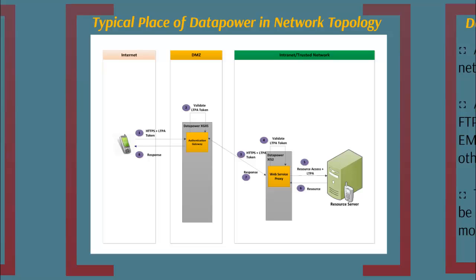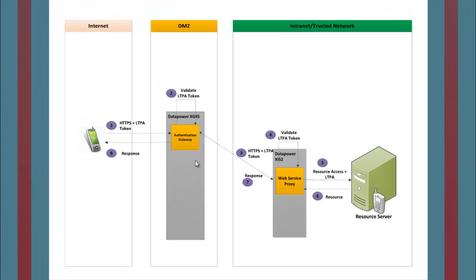Now this figure depicts one of the typical network topologies in which a Datapower device is used, and I would like to show you a couple of interesting things that you must consider over here. We have three different zones. One is the internet, one is the DMZ, and another is the intranet, which is the trusted network. You can see that there are two boxes over here. One is the Datapower XG45 box, and this is the Datapower XI52 box.